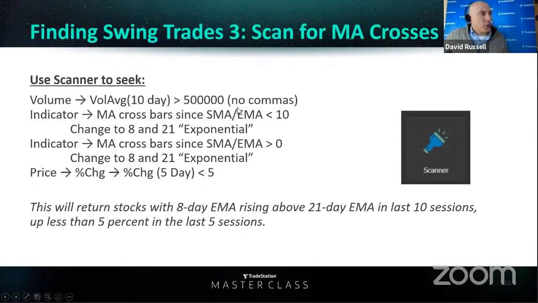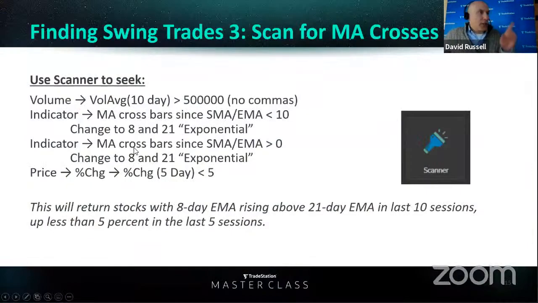Right here, this shows stocks that had the MA cross more than 0 bars ago and less than 10 bars ago. Remember, you have to put in both sides of it for this. If you say more than 0, it'll find stuff where the MA cross happened 80 bars ago. If you want recent ones, you have to put the indicator in twice. And this is what it looks like.